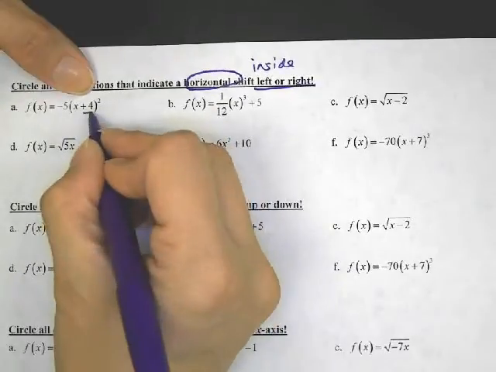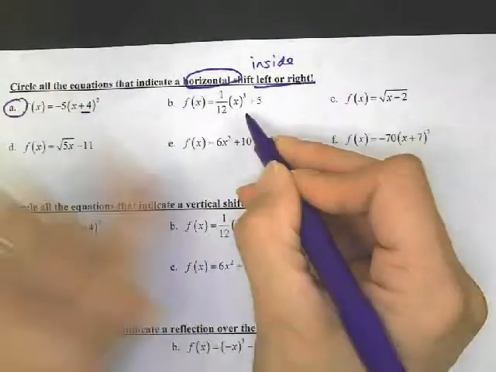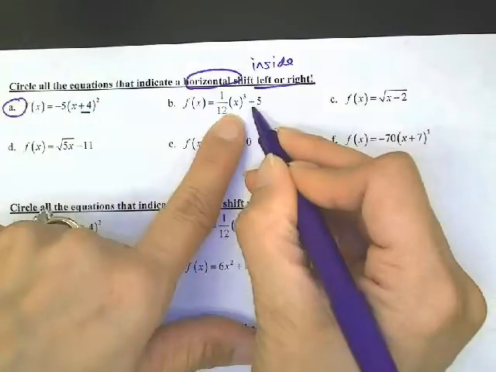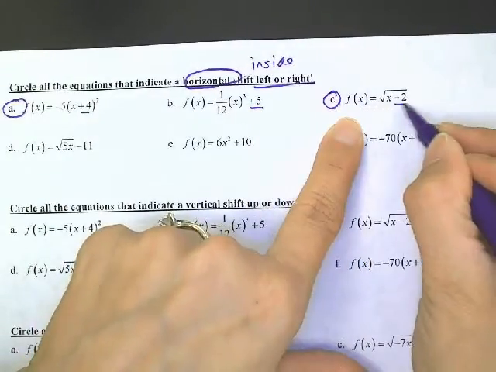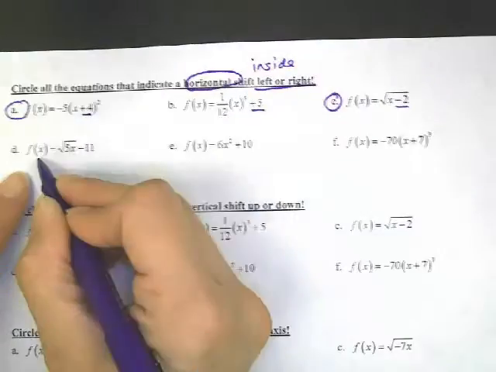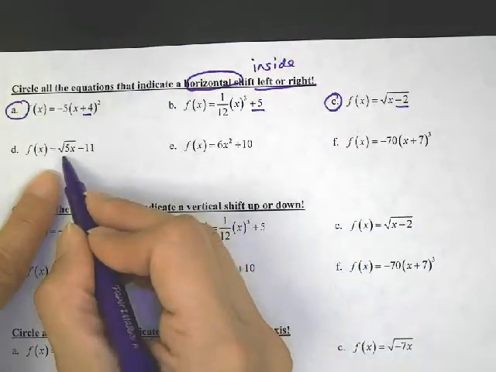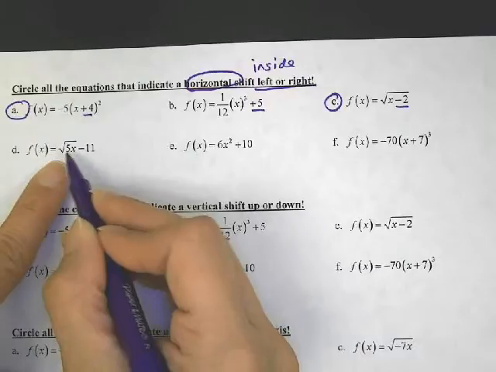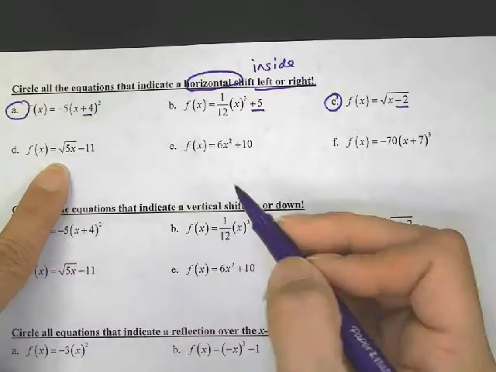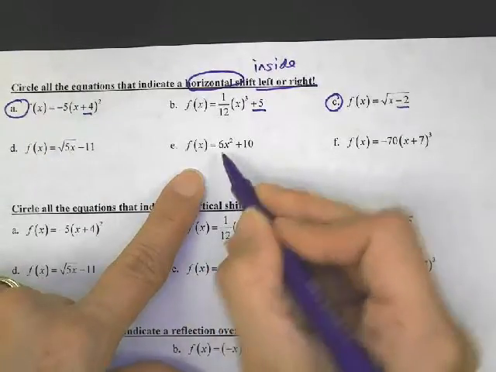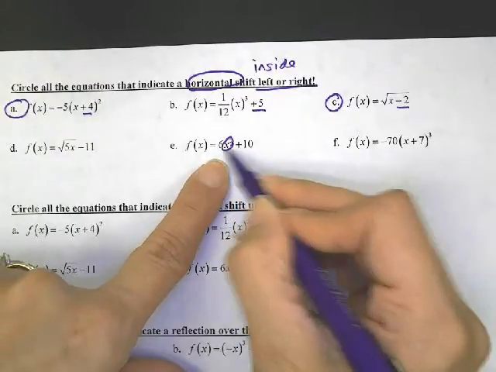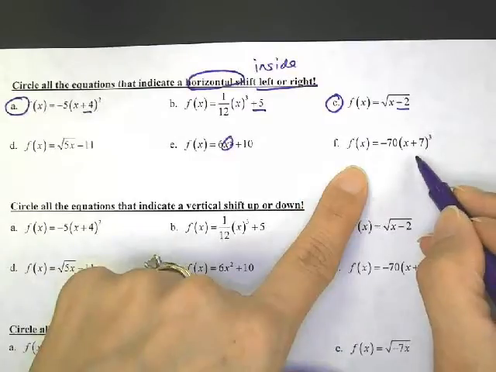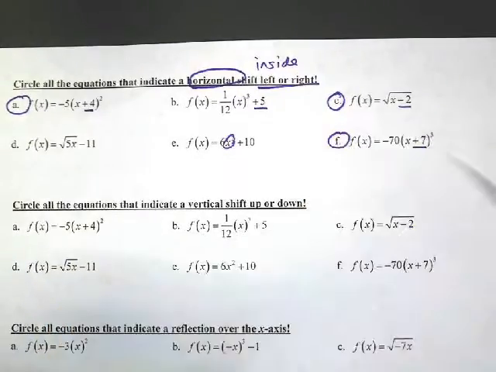Is that 4 inside? Yes. B. No. C. Yes, that's inside. That's 2 to the right. D. Oh, that 11 is outside, and that 5 is not plus or minus. No, that's not a shift. Here's the squared. The 10's after. That is not left or right. F. Yes. Okay, so 3 of them were left or right.